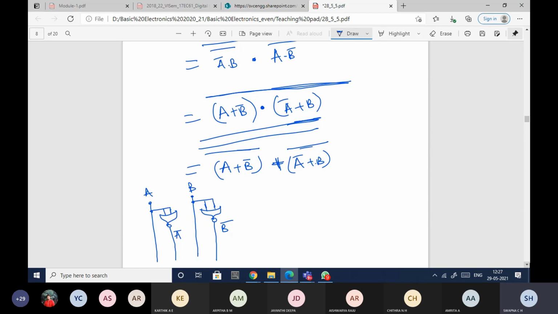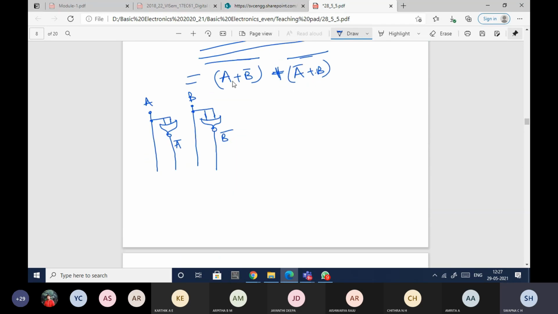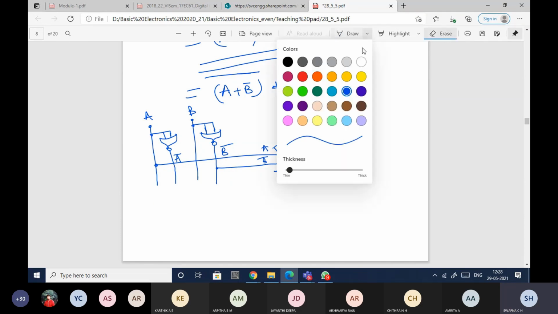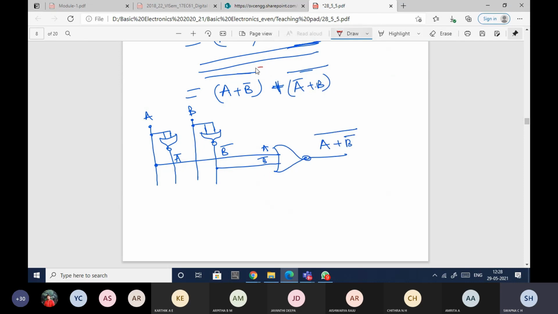Okay, now I need to get A plus B bar. This is my (A plus B bar) whole bar. This is whole bar. Okay, next. This one I've got. This one I'll show in the red color. This one I've got. Now I have to get this one.